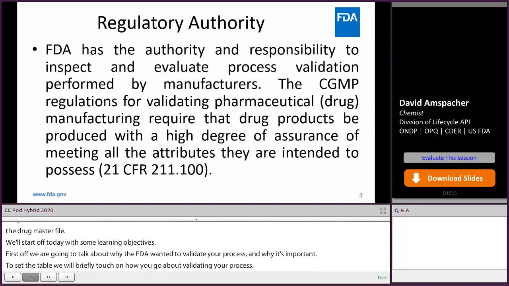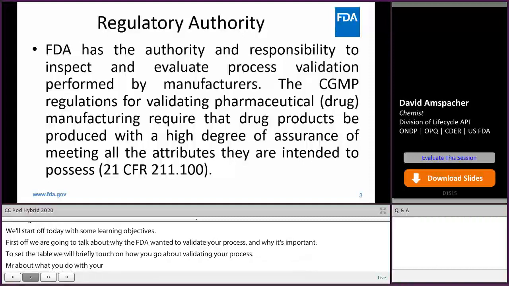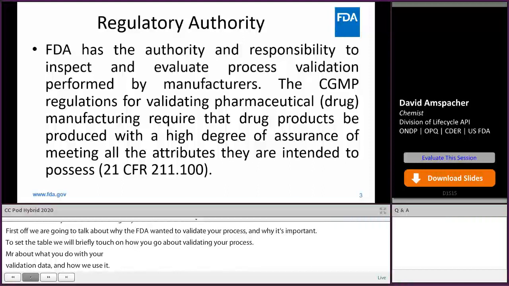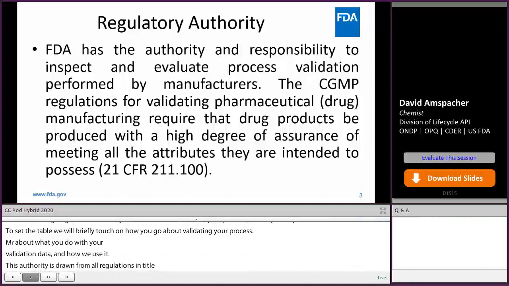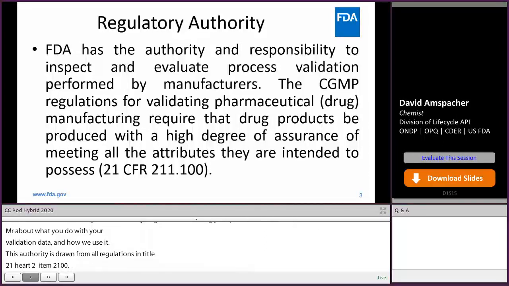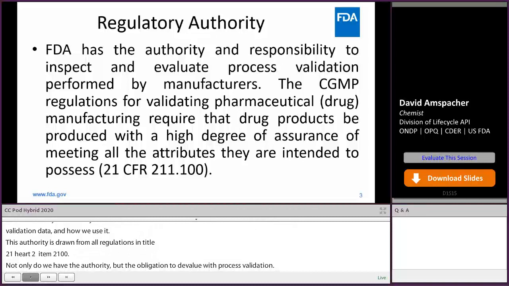I want to briefly touch on the regulatory authority involving validation. This authority is drawn from the Code of Federal Regulations in Title 21, Part 211.100. This slide showing the justification is directly from the process validation guidance document, and it states that not only do we have the authority, but the obligation to evaluate the process validation that you give us, and that there is a need for a high degree of assurance that drug products meet the attributes that they are intended to have.